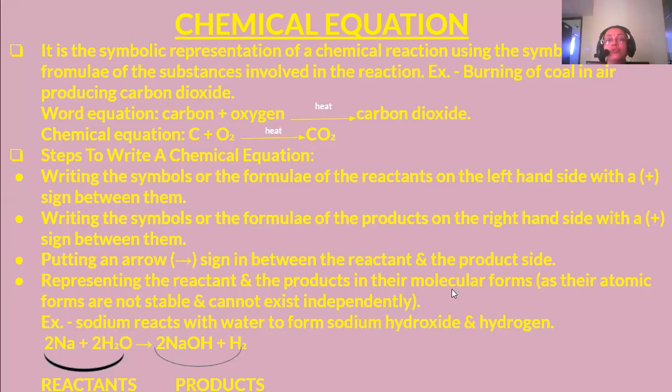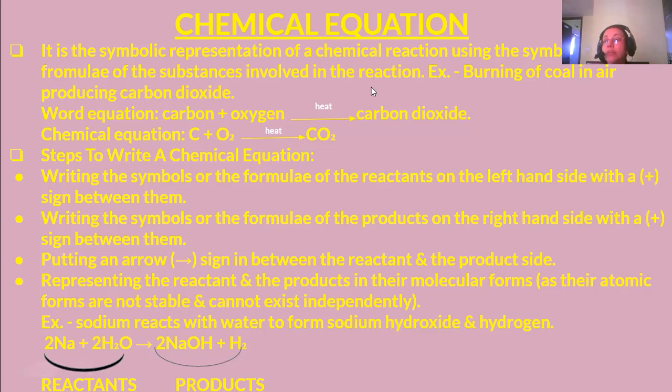Now we come to the chemical equation. It is a symbolic representation of a chemical reaction. What do we use? We use the symbols and formulas of the substances involved in the chemical reaction, and represent that reaction in a symbolic way.